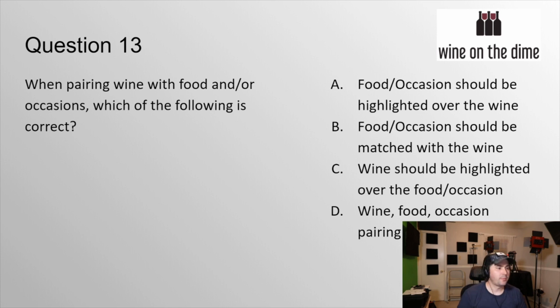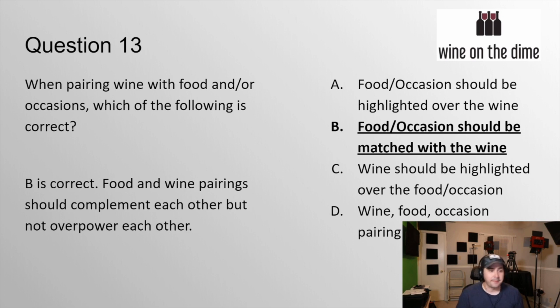Question 13. When pairing wine with food and or occasions, which of the following is correct? A. The food/occasion should be highlighted over the wine. B. The food/occasion should be matched with the wine. C. The wine should be highlighted over the food/occasion. D. Wine, food, occasion pairing does not matter. Pause if you need time.